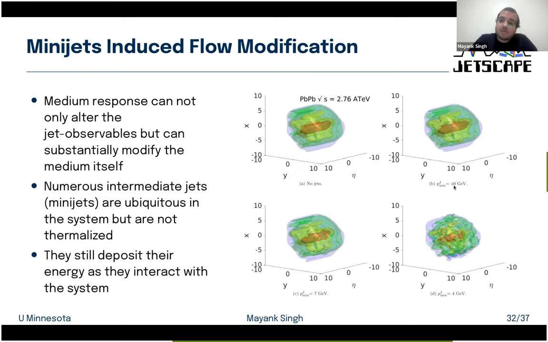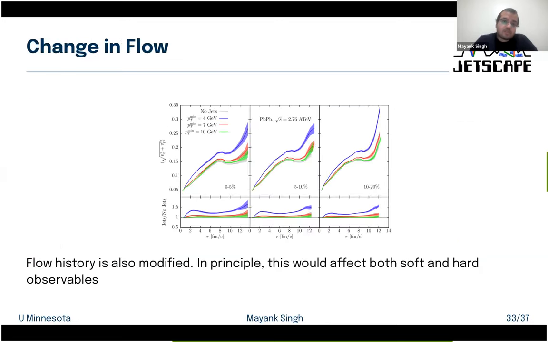So if you include only jets which are above 10 GeV, there are few of those jets, and it changes the system evolution slightly. If you reduce that value, so you include everything which is above 10 GeV, but also everything between 7 to 10 GeV, there are many more of those jets, and the modification is more substantial. And if you bring this down further to 4 GeV, then the system evolution is almost unrecognizable from where you began with no jets. And this has consequences even for the soft physics observables.